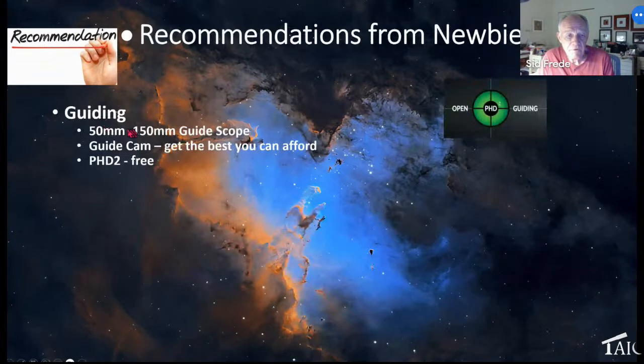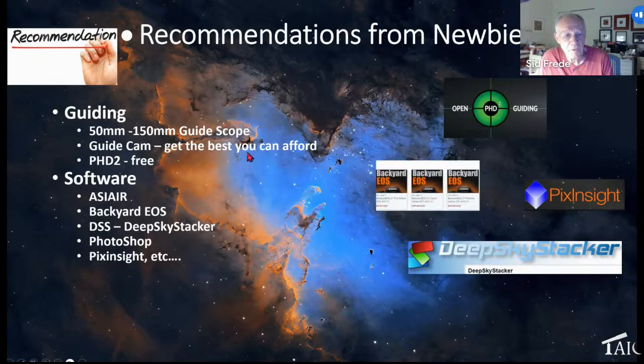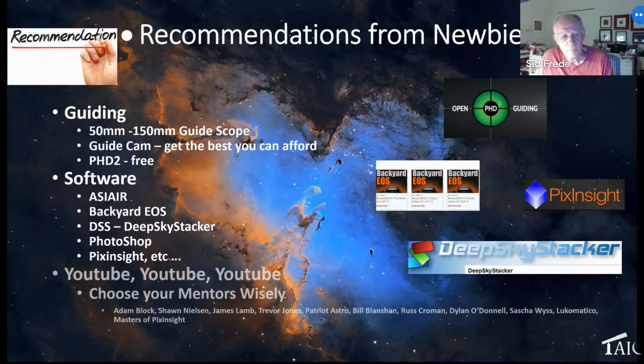Guiding, a 50 millimeter, 150 millimeter guide scope is good. Guide cam, get the best you can, because you're going to be using it a lot of places later. And of course, PHD2 is free and it works exceptionally well. Software, ASI Air. My first software I used was Backyard EOS, controlling my Canon DSLR from my laptop, and then Deep Sky Stacker and Photoshop. And I've pretty much migrated now to PixInsight and use PixInsight exclusively to do my processing.